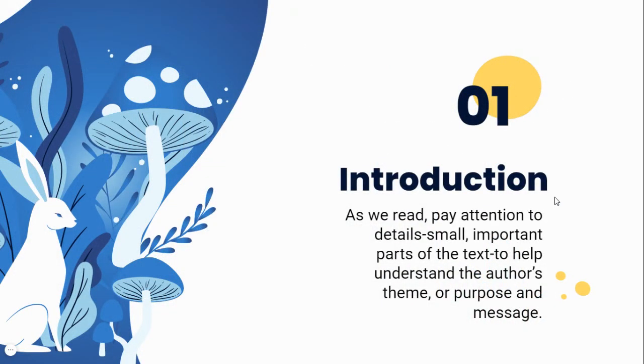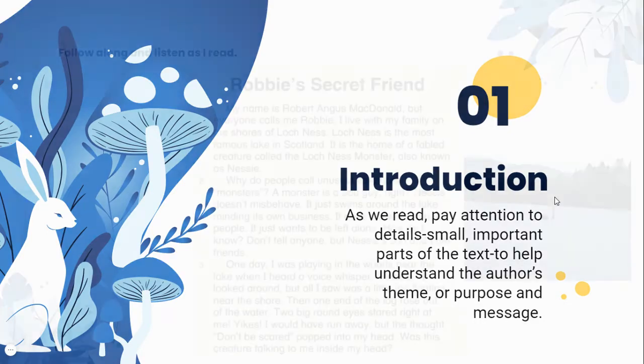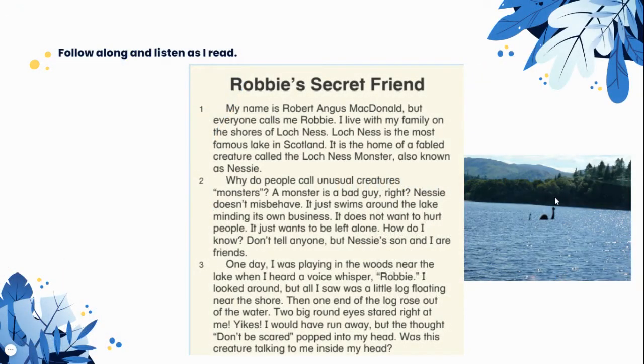Part 1, Introduction. As we read, pay attention to details, which are small, important parts of the text. It will help understand the author's theme or purpose and message. Follow along and listen as I read. Listen for information about the central or main message of the story, as well as for details that convey the message.